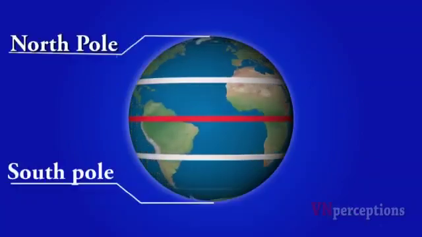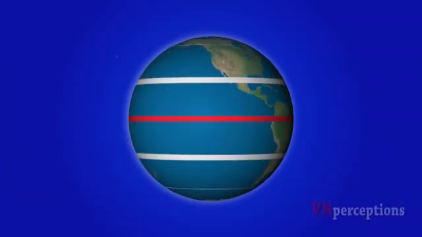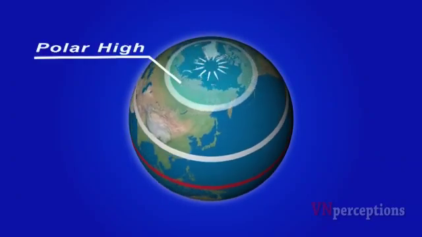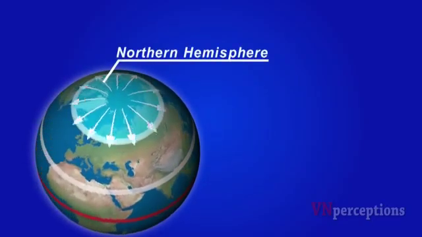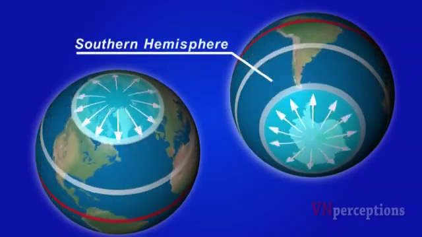At the poles, the sun rays are very much inclined. So we have cold air that sinks. These regions are known as polar highs. In the northern hemisphere, the air moves towards the south, and in the southern hemisphere, the air moves towards north.